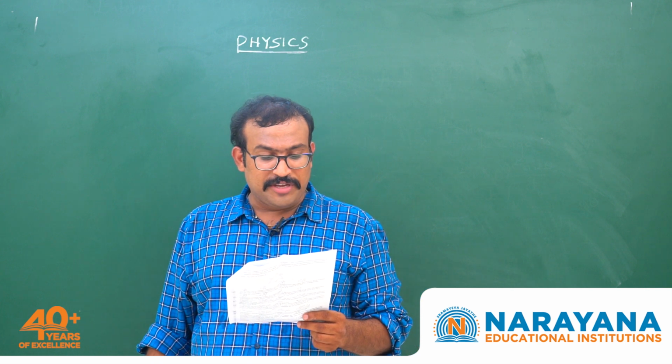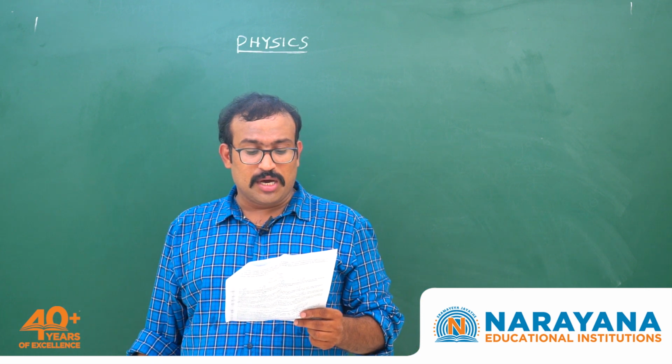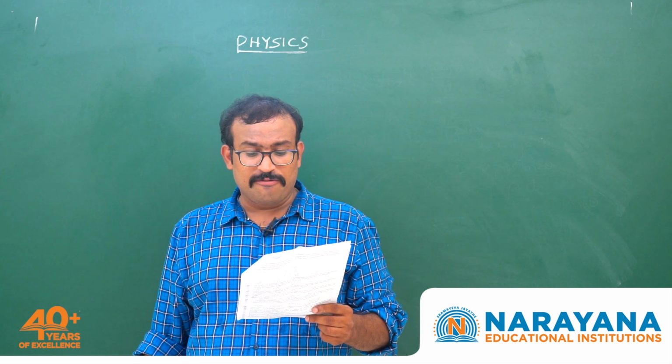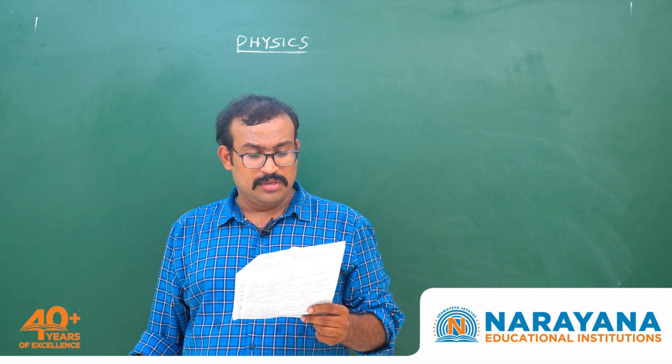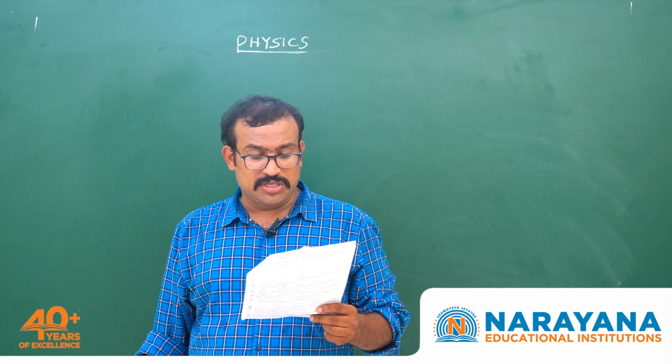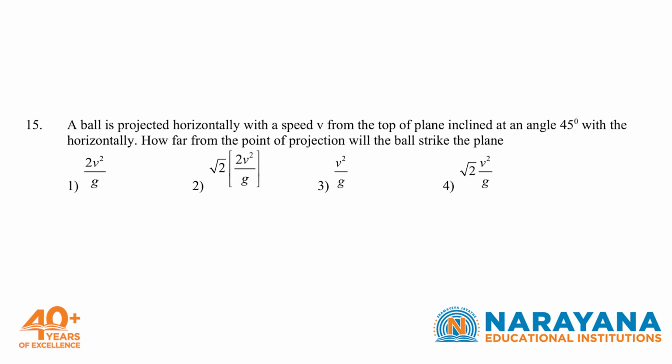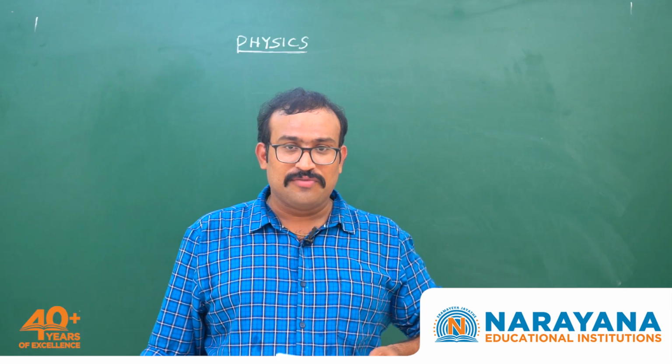Let us discuss the 15th question. A ball is projected horizontally with a speed v from the top of an inclined plane at an angle of 45 degrees with the horizontal. How far from the point of projection will the ball strike the plane? From this question, it is very clear that we have to find out the range of the projectile.